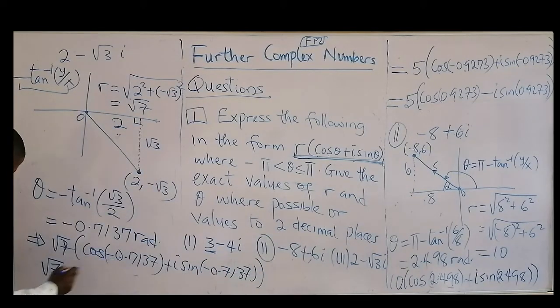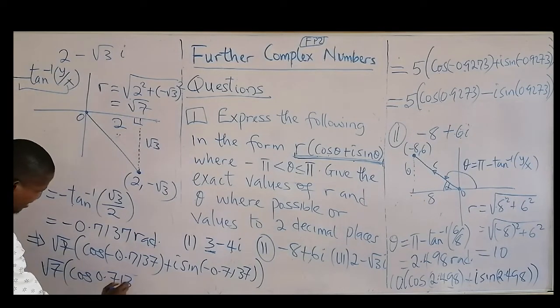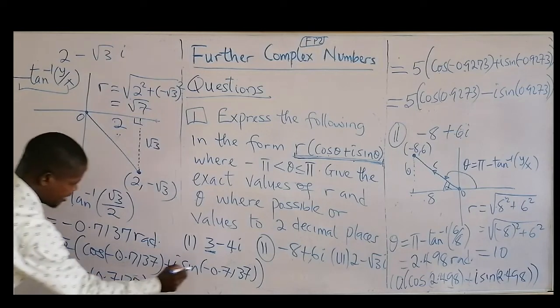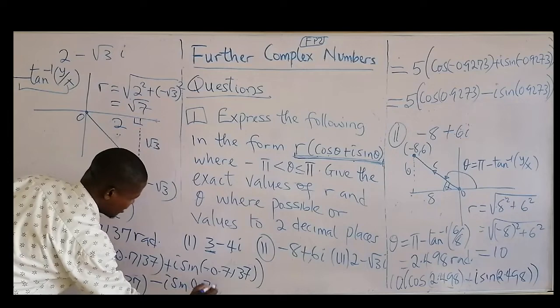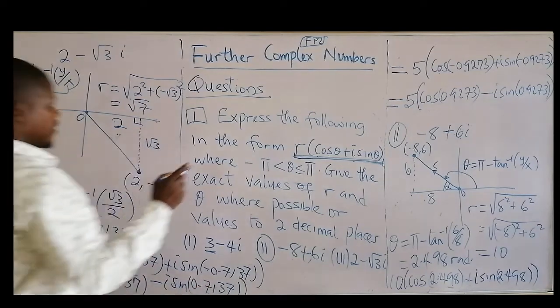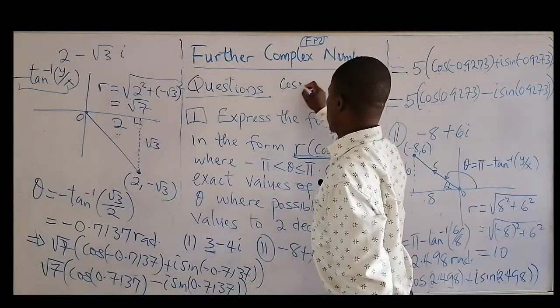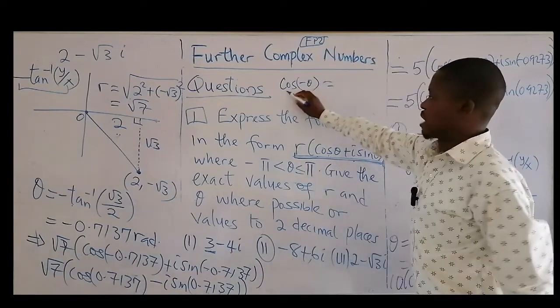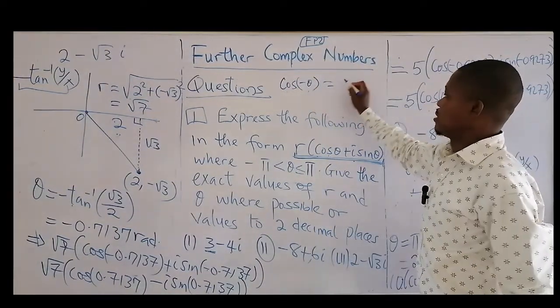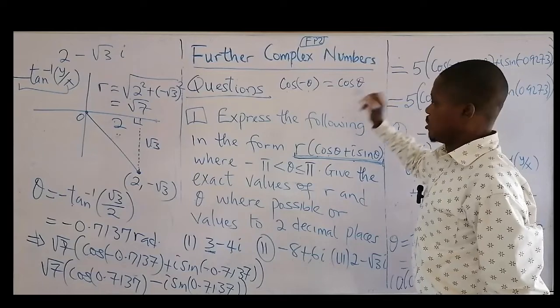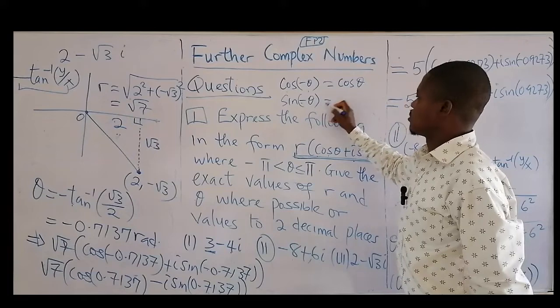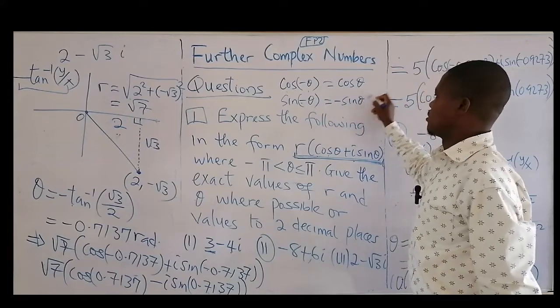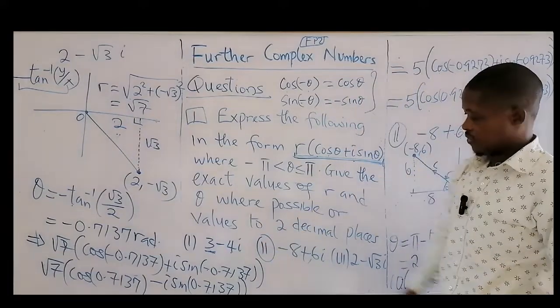Cosine of a negative angle will be positive, so that will be cos 0.7137. And this will be minus i sin 0.7137. Note, don't forget that cosine of minus theta is cos theta, and also sine of negative theta is minus sine theta. So these are the things I use for the work there.